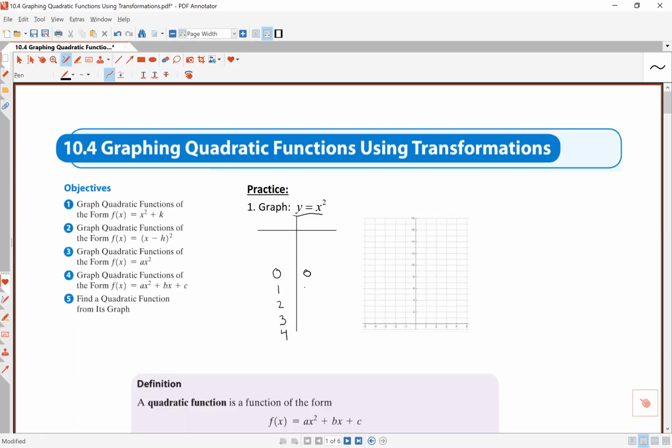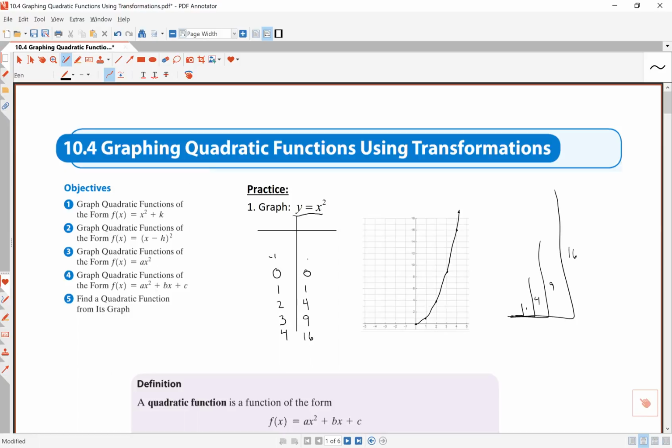Y is equal to x squared: 0 squared is 0, 1 squared is 1, 2 squared is 4, and 3 squared is 9. Lastly, 4 squared is 16. So y equals x squared goes through (0, 0), (1, 1), (2, 4), (3, 9), and (4, 16). So it's kind of thought of as going over 1 up 1, over 2 up 4, over 3 up 9, and over 4 up 16.